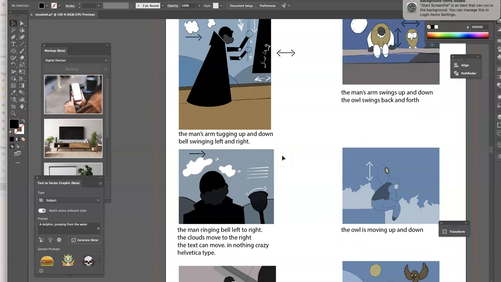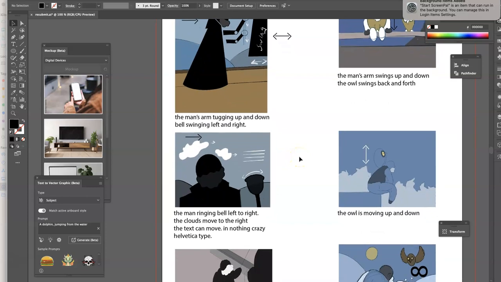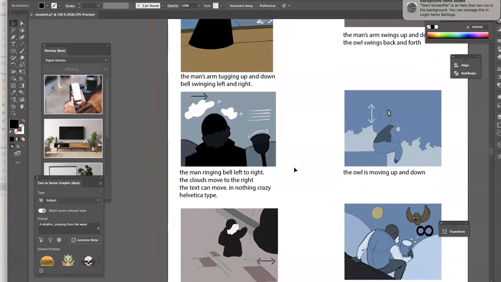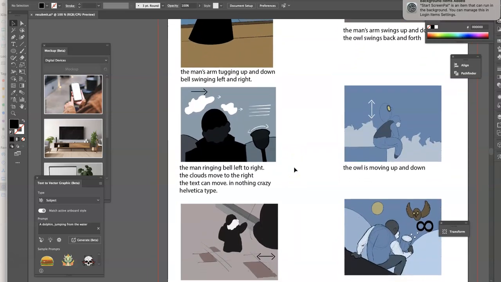Trying to go with a simple type that's easy to read, with it being motion. You want to have everything clean and legible, so I figured I would go with Helvetica. It's a clean typeface and the standard that a lot of designers use.